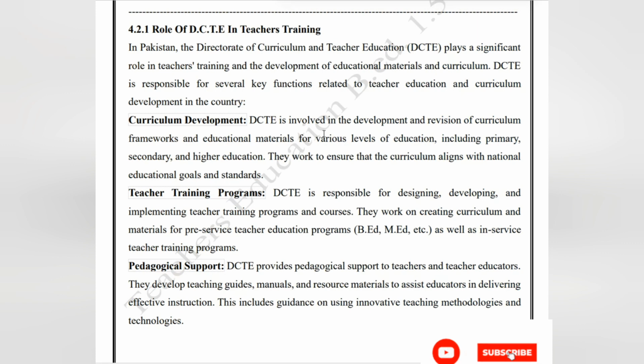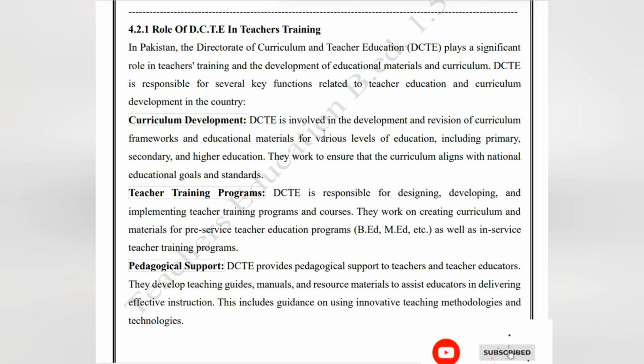Number one is curriculum development. DCTE is involved in the development and revision of curriculum frameworks and educational materials for various levels of education, including primary, secondary and higher education. They work to ensure that the curriculum aligns with national education goals and standards.